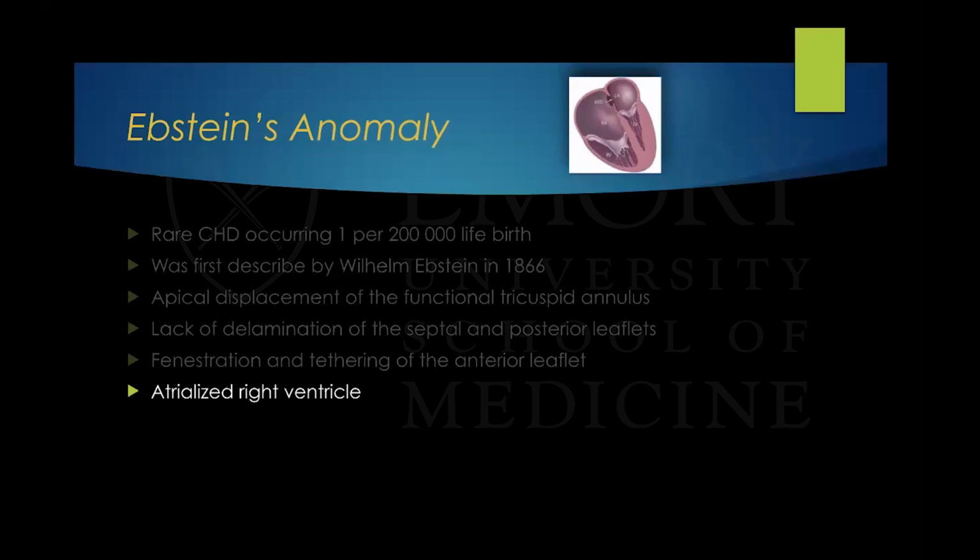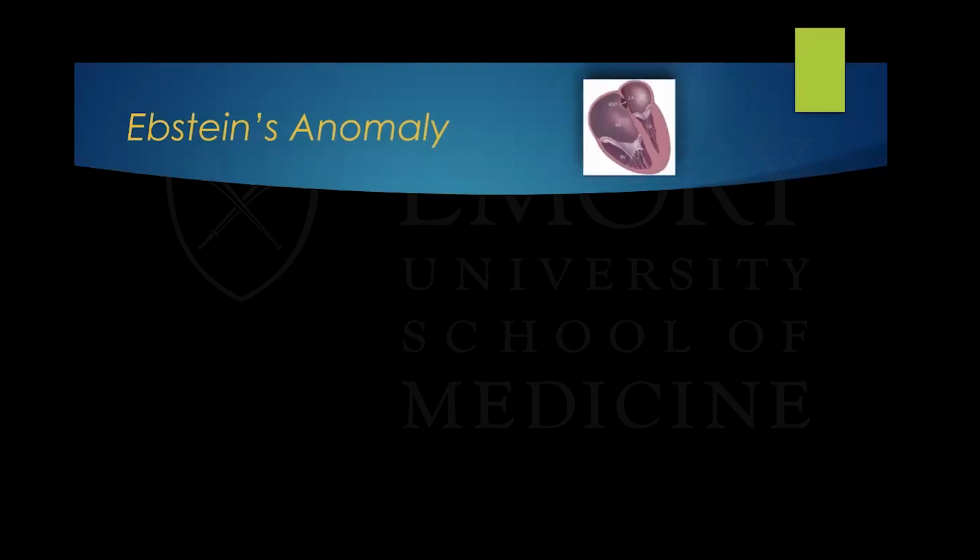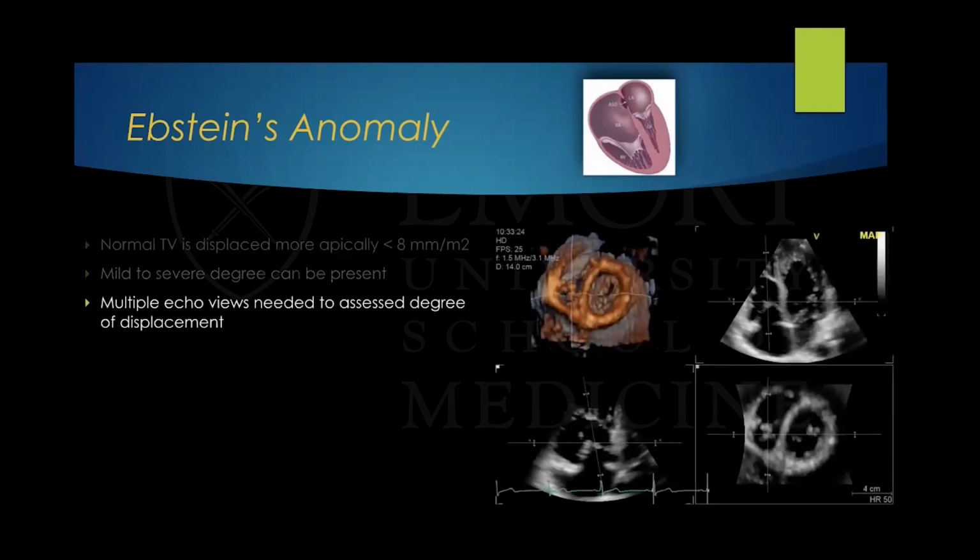And with this, the right ventricle is atrialized because the tricuspid valve lacked delamination and joining the annulus of the tricuspid. And there is an annular dilatation, and usually it's associated with PFOs and ASDs. So the normal tricuspid valve is displaced more apically than the mitral valve, and is usually less than 8 millimeters per meter square. It can be a mild or severe type of displacement of the tricuspid valve, and multiple echo views are needed to assess the degree of this displacement.